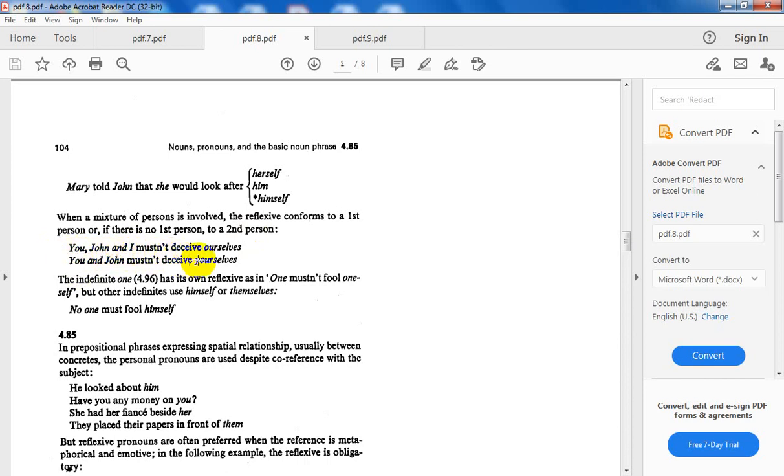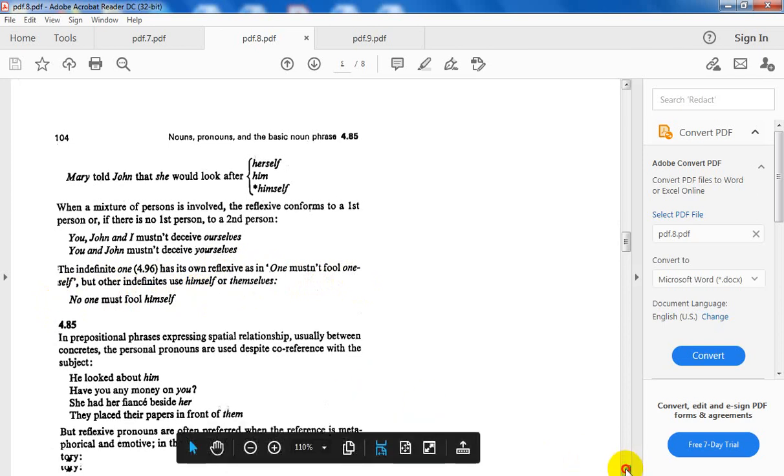We mustn't deceive ourselves. You and John, there is no first person, so it is what? It is referring to the you as a plural. You and John mustn't deceive yourselves. The indefinite one has its own reflexive. One mustn't fool oneself, but other indefinites use himself or themselves. Of course, this is with other indefinites. No one must fool himself.